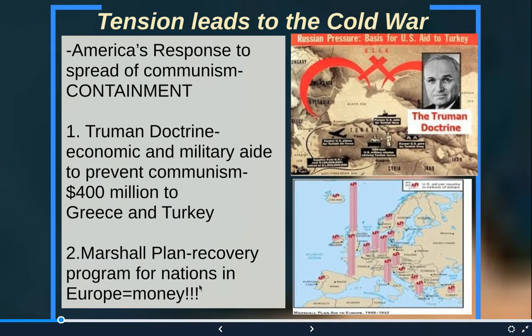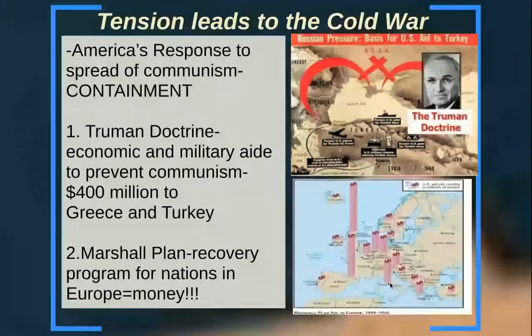Okay, other places in Europe, the United States gave money, and the way that I remember this is Marshall starts with an M, money starts with an M, money to help these other nations recover from some of the devastation that was World War II, okay, to help physically rebuild. And so if we help them by giving them money, maybe they'll say, hey, the United States, they're real nice. Maybe we want to have a democracy like them.